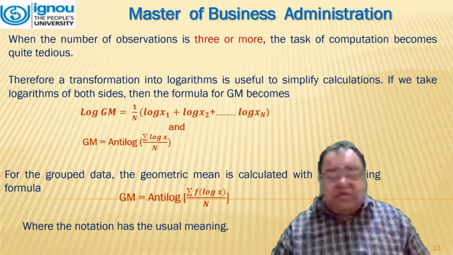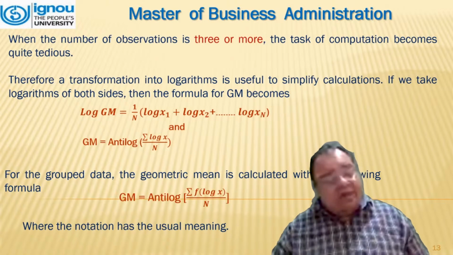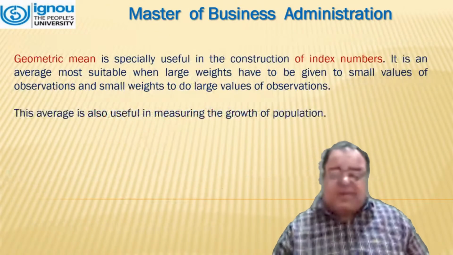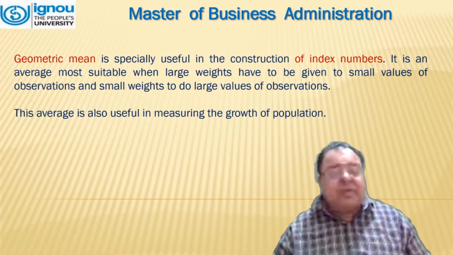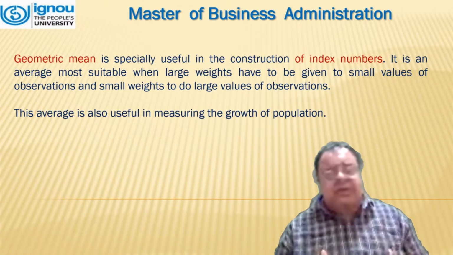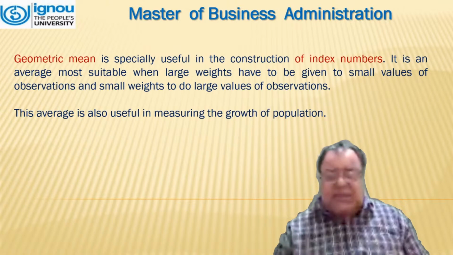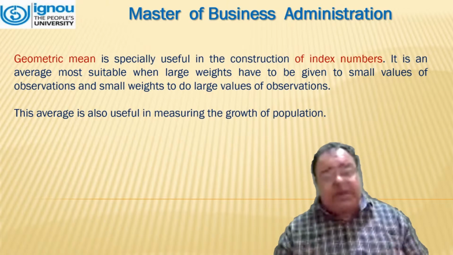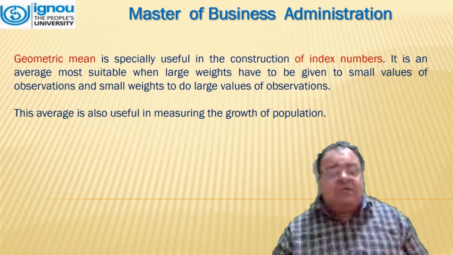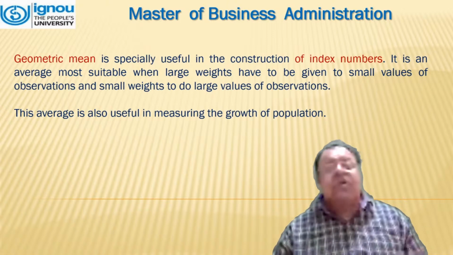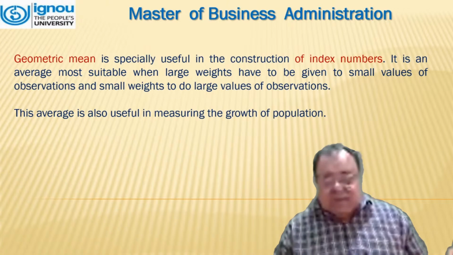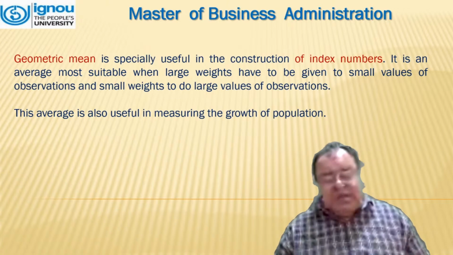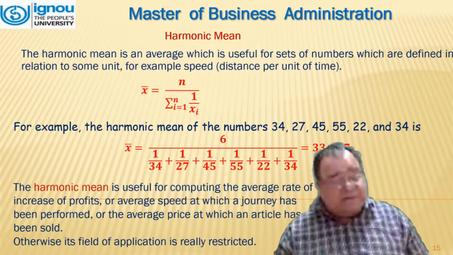For grouped data, the geometric mean is calculated with the following formula. That means with log x, we will be multiplying frequency. Rest, everything will remain the same. Geometric mean is specifically useful in the construction of index numbers. It is an average most suitable when large weights have to be given to small values of observation and small weights to large values of observation. This average is also useful in measuring the growth of population.